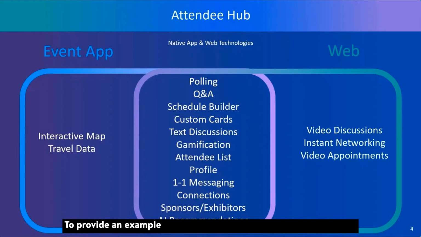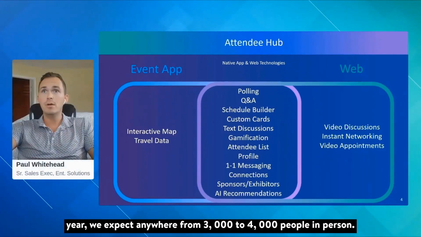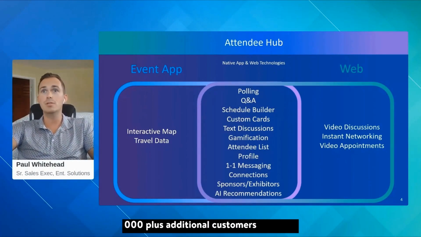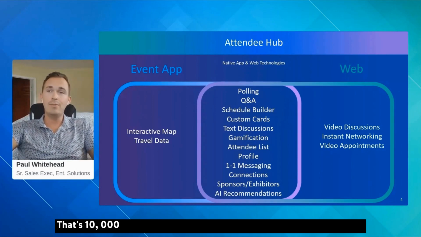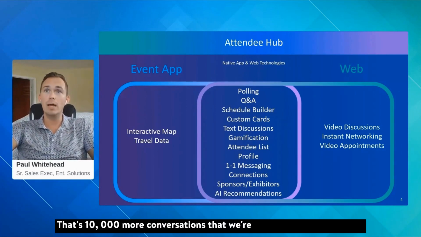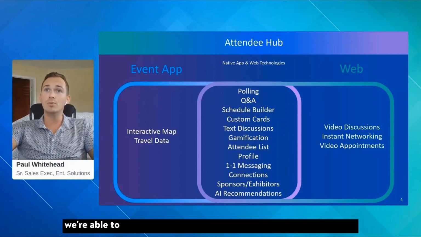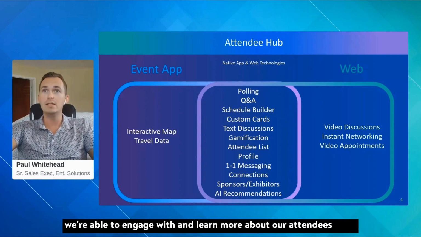To provide an example, for our user conference Cvent Connect every year, we expect anywhere from 3,000 to 4,000 people in person. But now we're also engaging with 10,000 plus additional customers virtually. That's 10,000 more conversations that we're able to have, and 10,000, you know, to whatever exponent that might be, of data points that we're able to engage with and learn more about our attendees with.